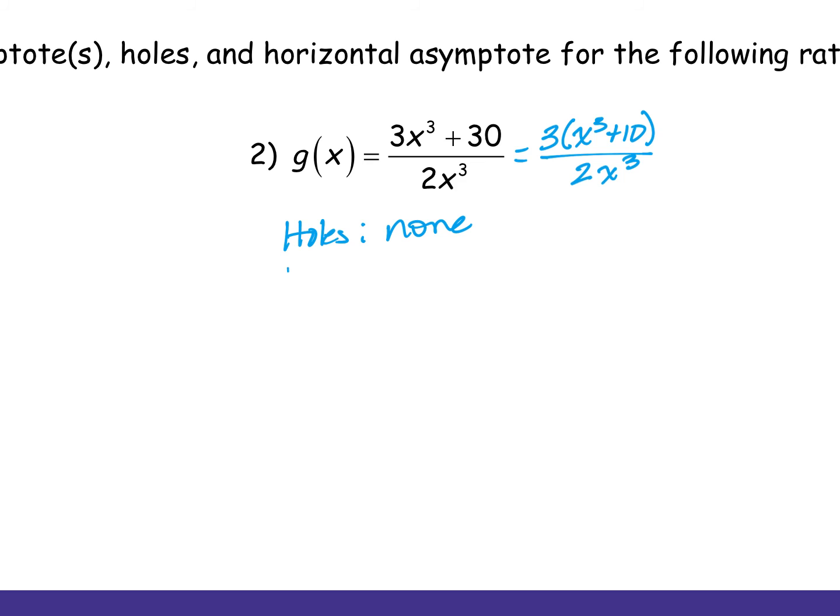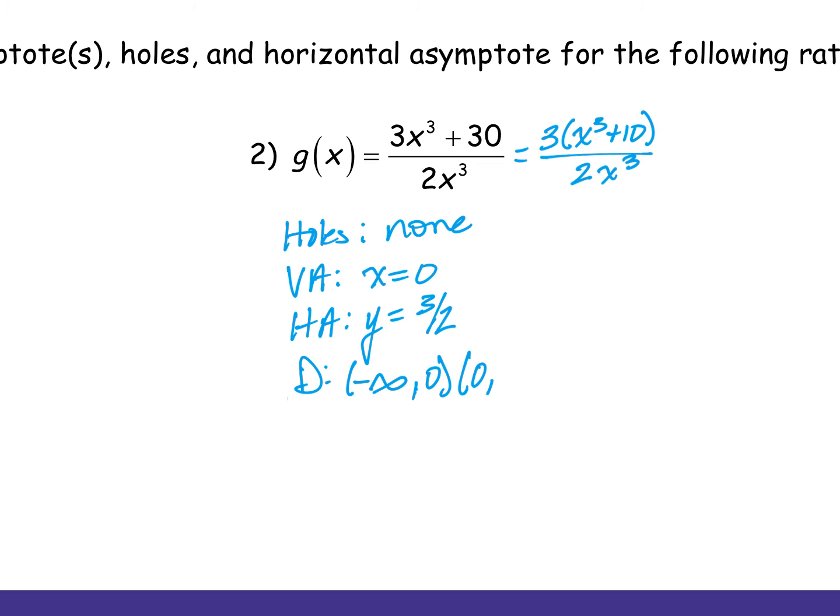What is my vertical asymptote? 0. X equals 0. What's my horizontal asymptote? Right. It's 3 halves. Beautiful. And what's my domain? It's negative infinity to 0. Good. And 0 to positive infinity. Yes. Perfect. Nice job.